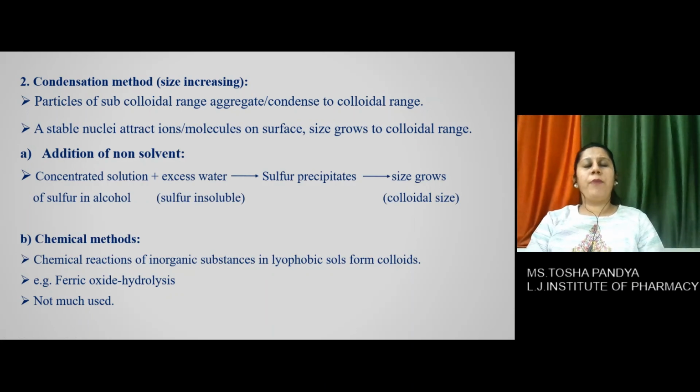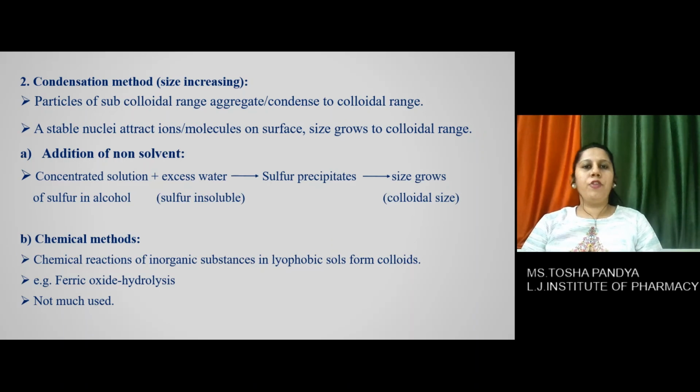The next set of methods are the condensation methods, which are the reverse of the first set, that is the dispersion methods. Here you convert subcolloidal particles to the colloidal size range by means of aggregation or condensation. Your stable nuclei will attract ions or molecules on the surface, and the size goes to the colloidal size range. Here also two methods can be used.